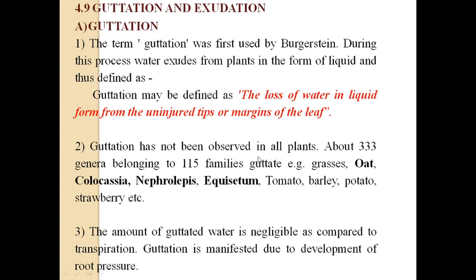Guttation has not been observed in all plants. About 333 genera belonging to 115 different plant families guttate. For example, grasses, oat, Colocasia, Nephrolepis, which is a fern, and Equisetum, a pteridophyte. Also tomato, barley, potato, strawberry. These plants show a higher rate of guttation. The amount of guttation water is negligible compared to transpiration. Guttation is manifested due to the development of root pressure.